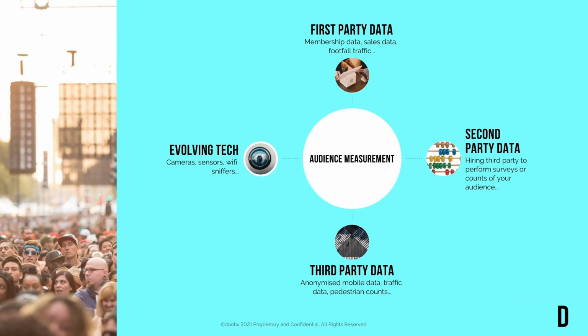So if we take a look at the different types of data that are utilised in audience measurement for pDOOH, there are essentially four different categories. First up is first-party data. So membership data, sales data, footfall traffic. Then we have second-party data. So hiring a third party to perform surveys or counts of your audience. Then we have third-party data, which is things like anonymized mobile data, traffic data, pedestrian counts, and so on, handled by third parties, not the publishers themselves. And then we have the evolving tech. So there are new cameras, sensors, Wi-Fi sniffers, all sorts of different technology that are trying to advance the way we measure our audiences in out-of-home.